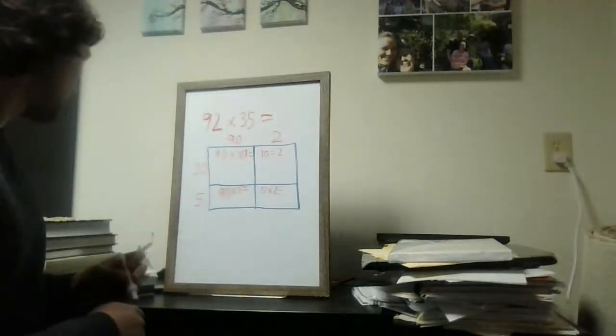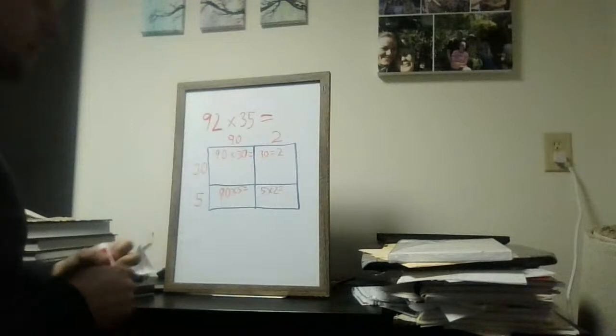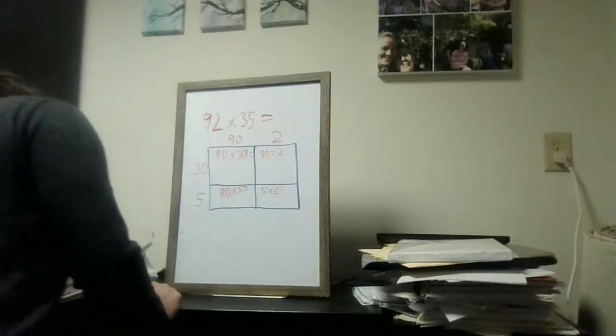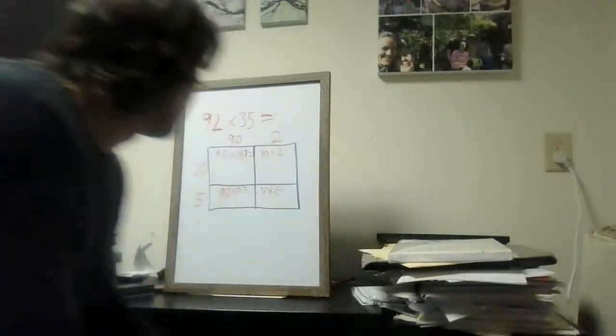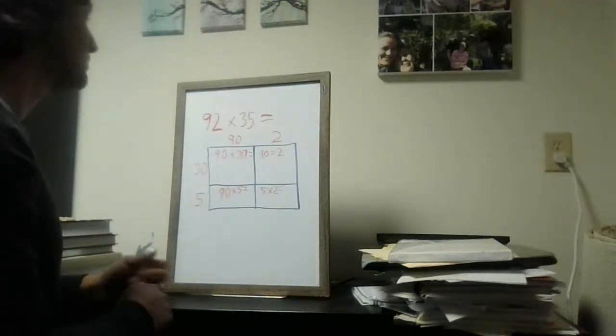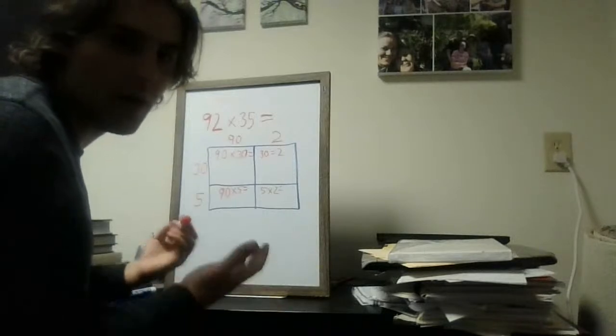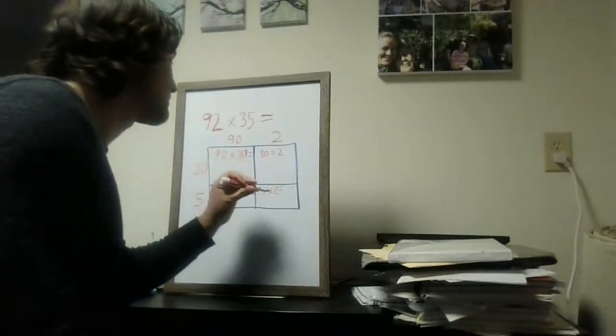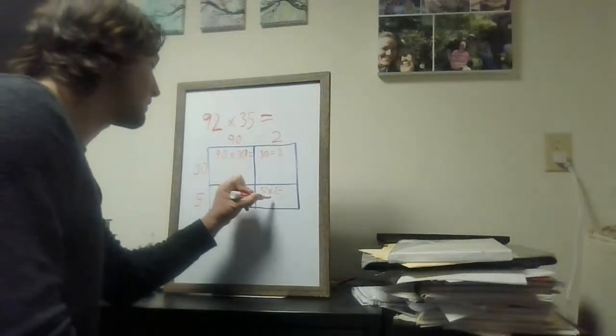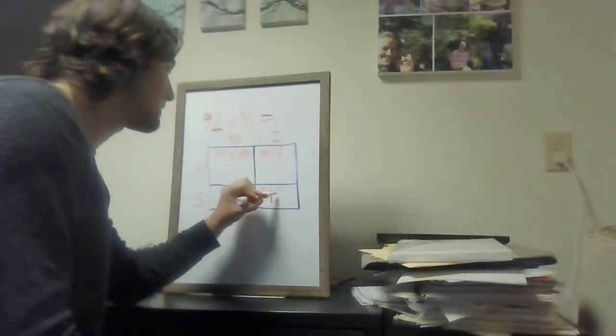All right. So 90 times 30. Well, I'll start with the easiest one first. It doesn't matter. Again, it doesn't matter what order we do these in as long as they're all solved. But I'll start with the easiest one first. Single digit. 5 times 2 equals 10.